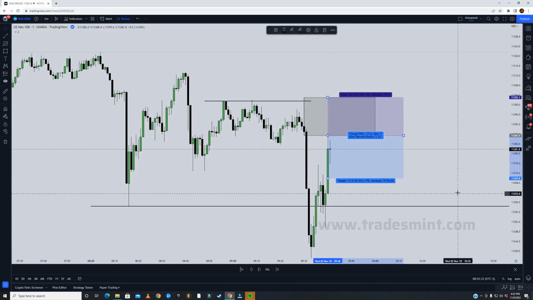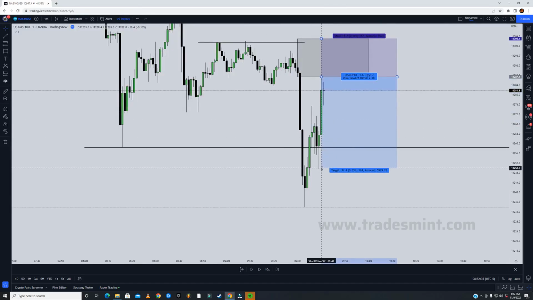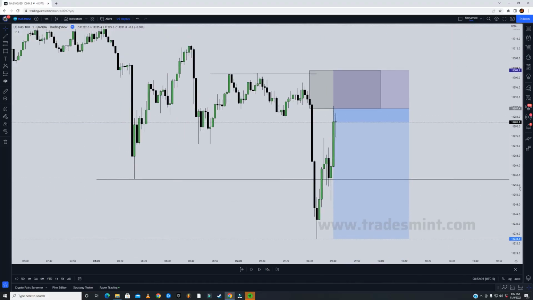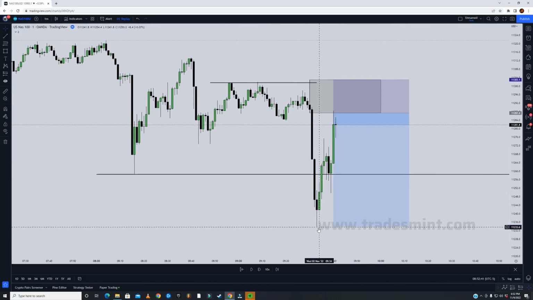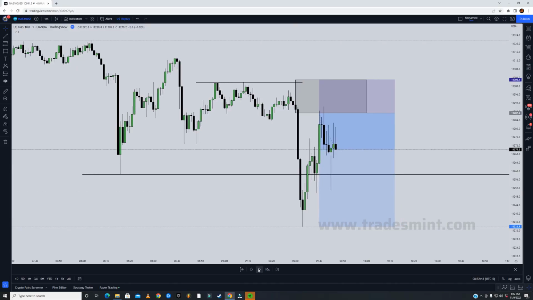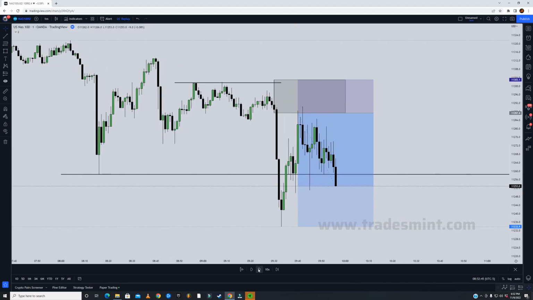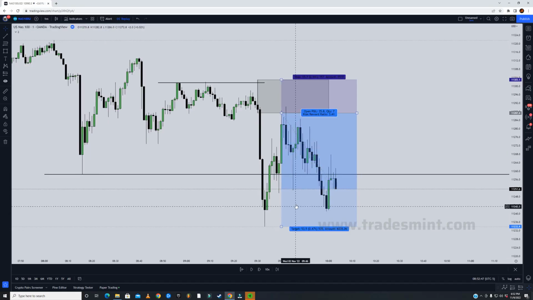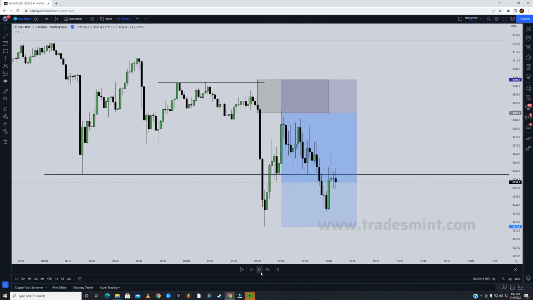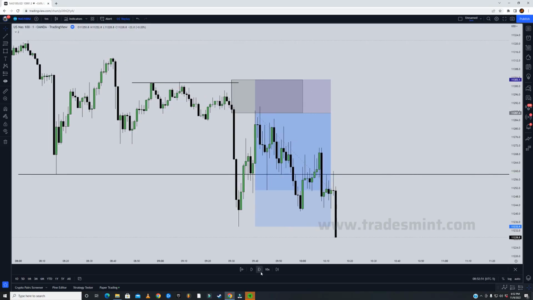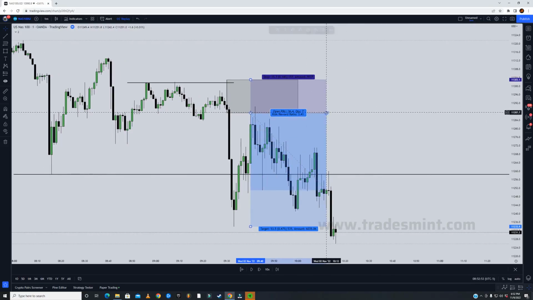You could have put your stop here. You could have targeted this level. You would take some partials here, and then you take all the profits here. So let's see how this plays out. I'm actually not sure how this plays out. Okay, you took some partials here, you are break even now, and boom, this hit the take profit level.